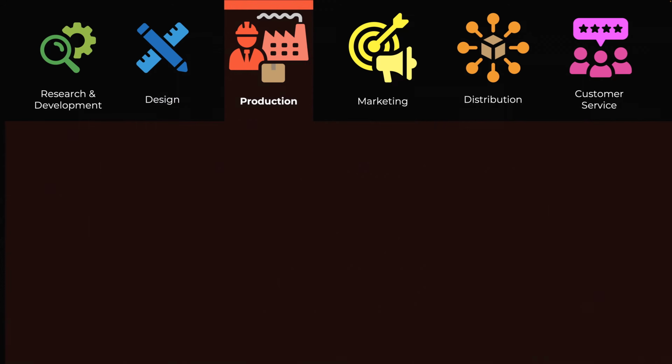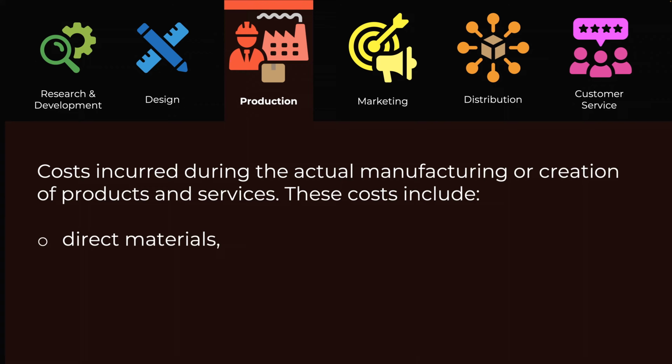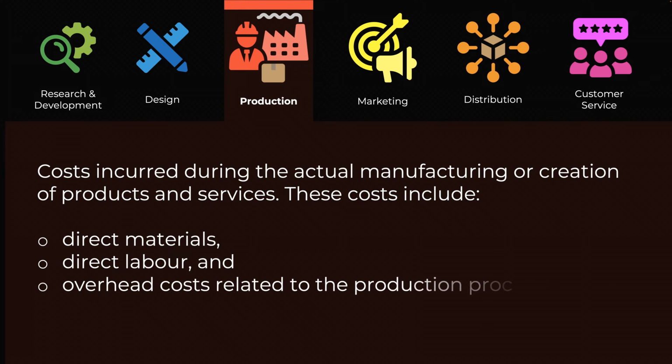Production costs. Hopefully you're getting used to these by now. These are the costs incurred during the actual manufacturing or creation of products and services. These costs include direct materials, otherwise known as raw materials, direct labor, also known as direct manufacturing labor, and overhead costs related to the production process. So indirect manufacturing costs or manufacturing overhead, which we abbreviate as MOH.